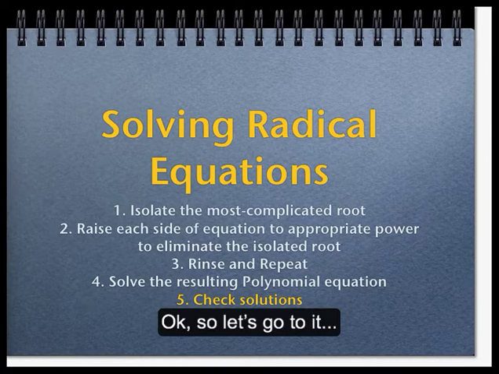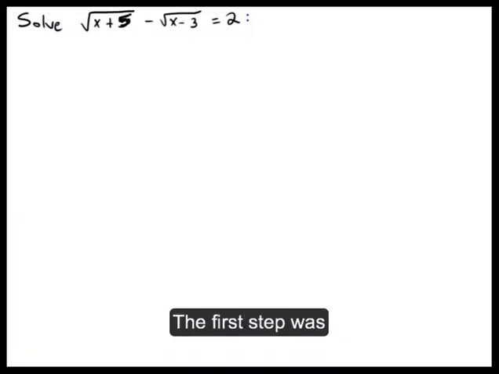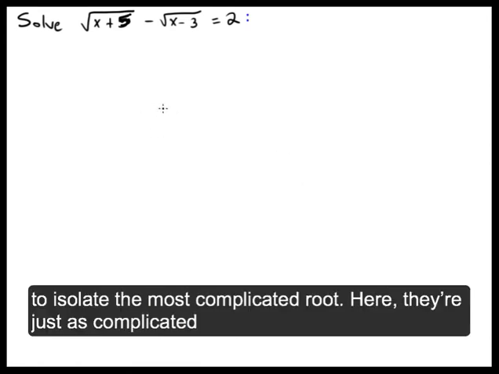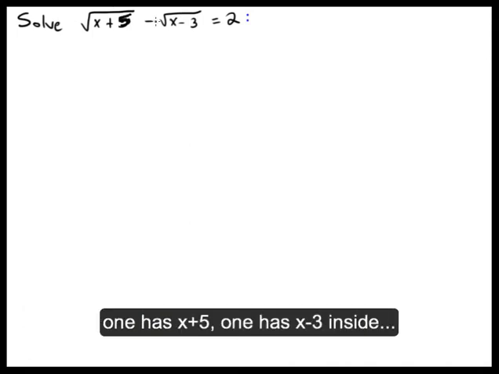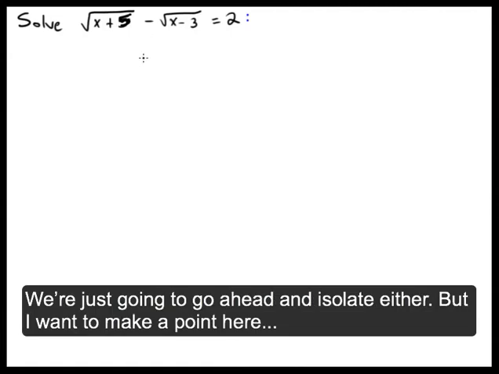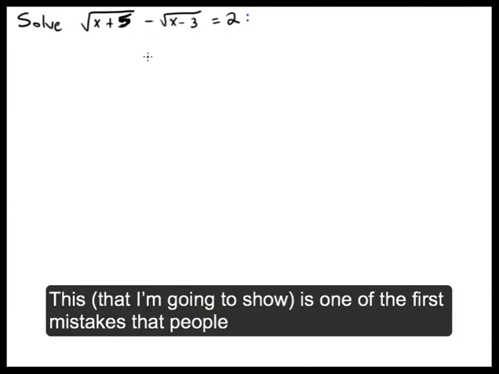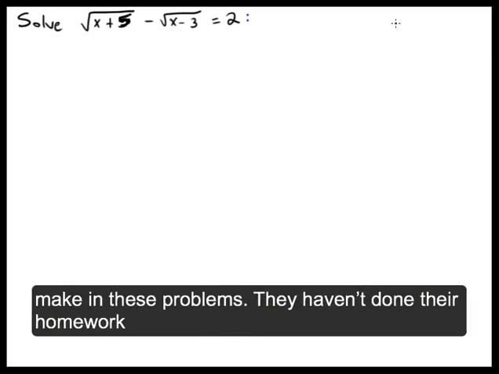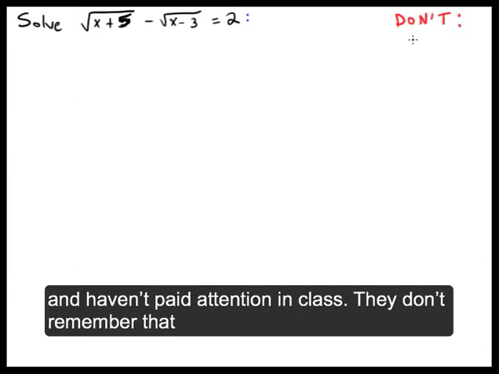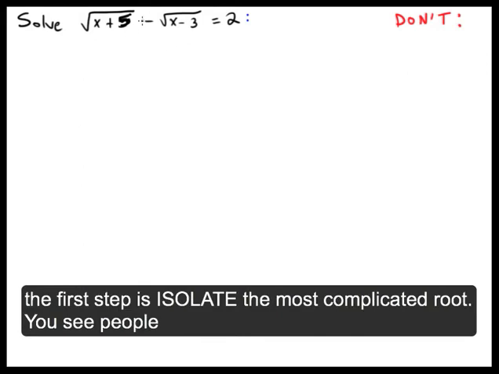Okay, so let's go to it. Here's our problem again. And so the first step was isolate the most complicated root. Here, they're basically just as complicated. One has an x plus 5 inside, one has an x minus 3. So we're just going to go ahead and isolate it. Now, I want to make a point here that this is one of the first mistakes that people make in these problems. If they haven't done their homework, if they haven't paid attention in class, they don't remember that the first step is isolate the most complicated root.